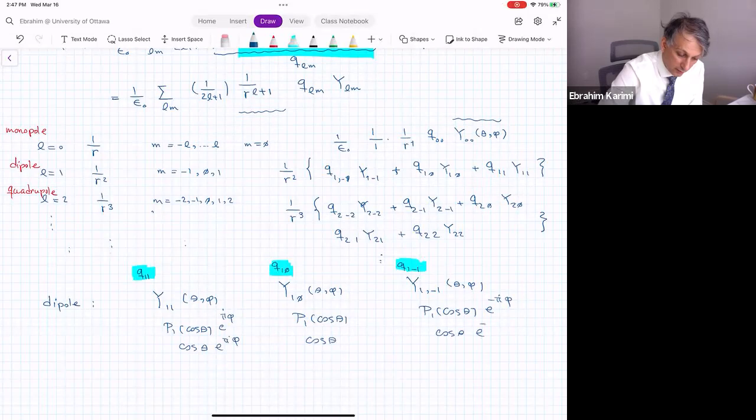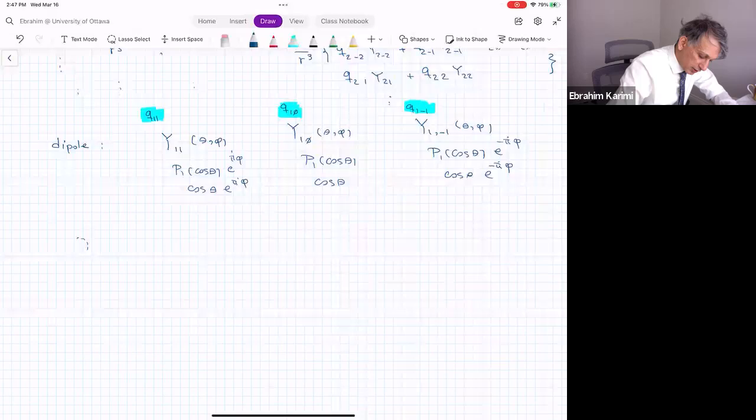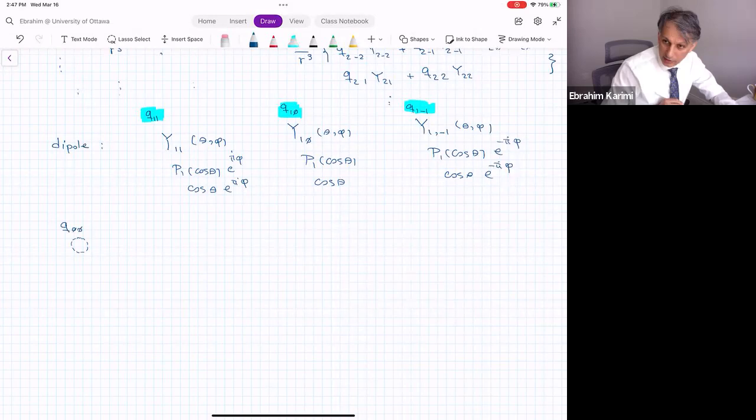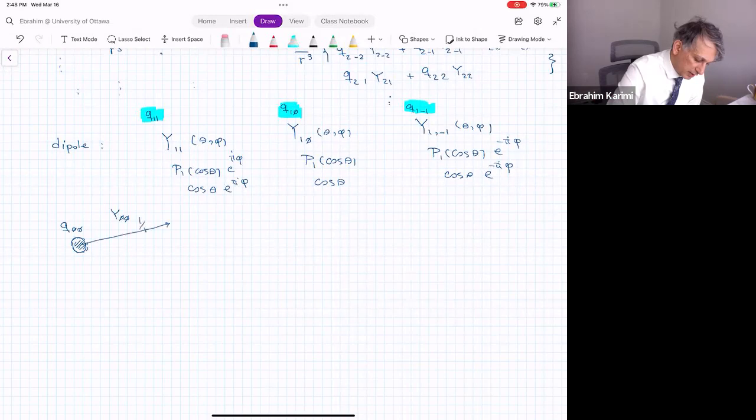So if you look at the dipole term, the monopole essentially is just the fixed charge distribution that you assign here. It is Q00, and it appears with Y00, which is a constant value. It looks like spherical charges that you have at the origin. And then the potential due to that is going to be 1 divided by r.